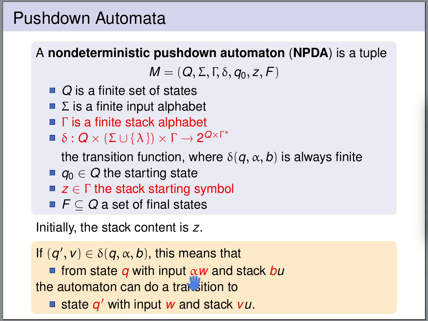If alpha is the empty word, then nothing is consumed. And the stack symbol B is replaced by v. So v are the new elements added on top of the stack. If v is empty, then B is just removed, and otherwise B is replaced by one or more new symbols on the stack.